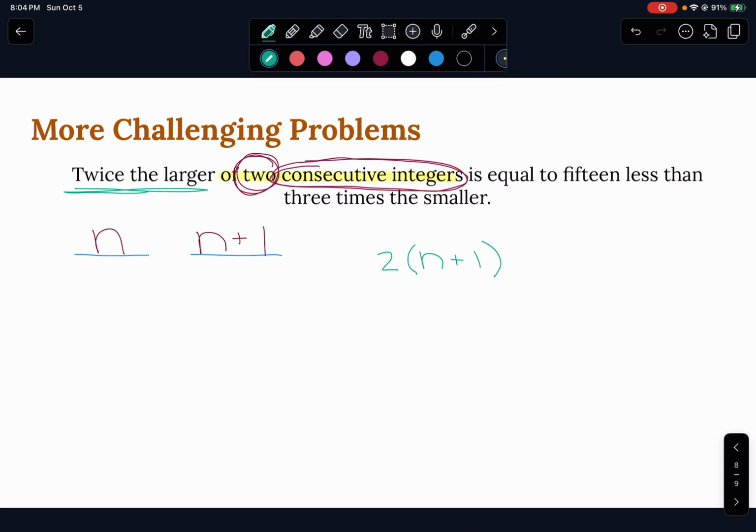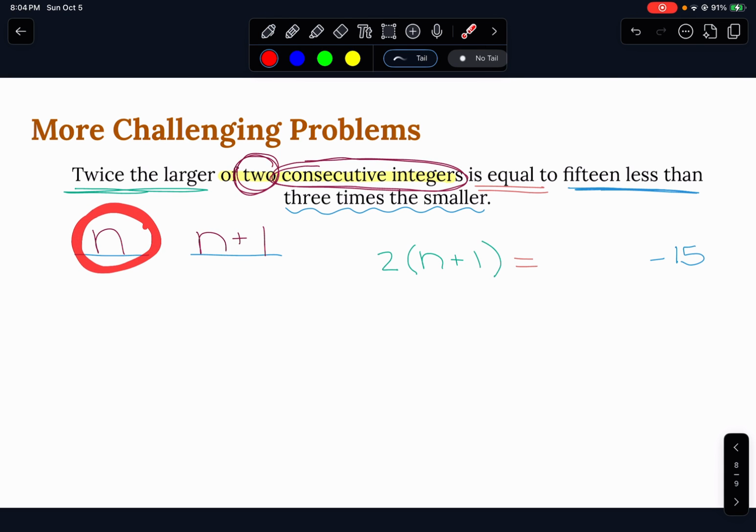And then I have, let's see, is equal to, so I'm going to draw an equal sign, 15 less than 3 times the smaller. So 15 less than, I know I'm going to have a minus 15 at the end. And then 3 times the smaller. Well, we know this is the smaller integer. This was our beginning. So 3 times the smaller, I'm going to say 3n. And I don't need parentheses around my n just because it's only one term. Well, now I have my equation set up so I can go ahead and solve.